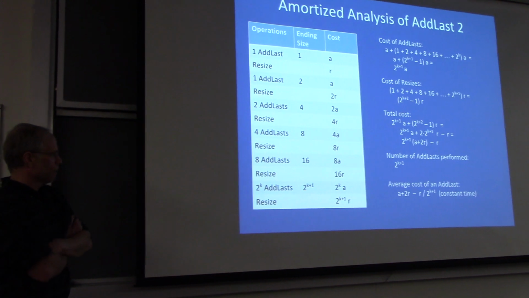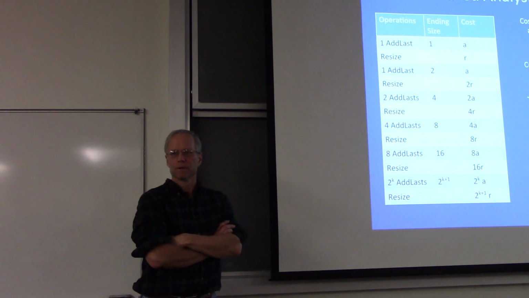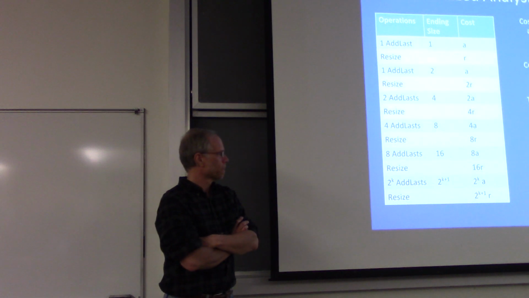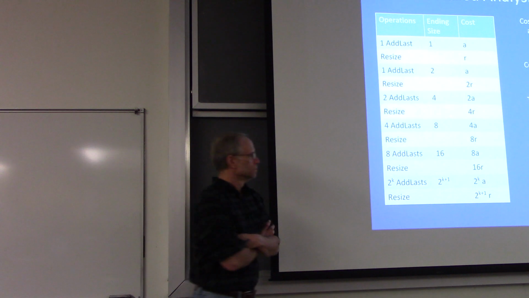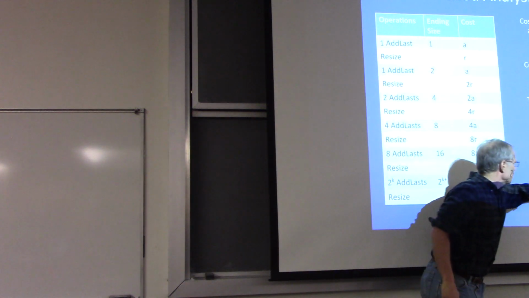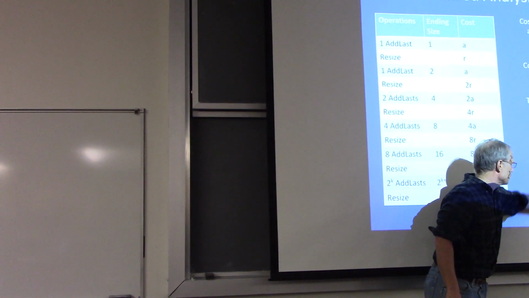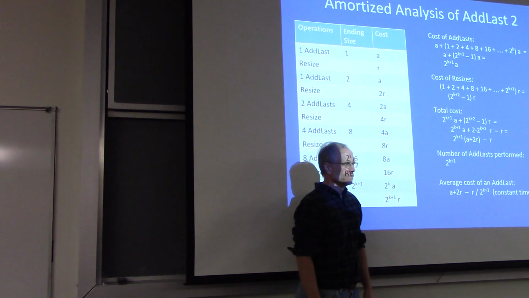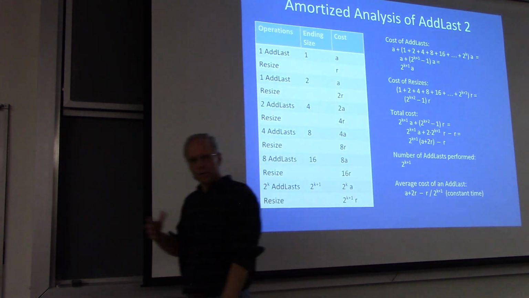So where do I get off saying that's constant time? That the average cost of an add last operation is constant time. Yeah? So the a and r are constants, and the only variable is k, and as k gets bigger, this term heads to 0. As k gets bigger, this goes to 0. So this whole thing is O of 1. So that justifies that the average cost of an add last in an array list is constant time.